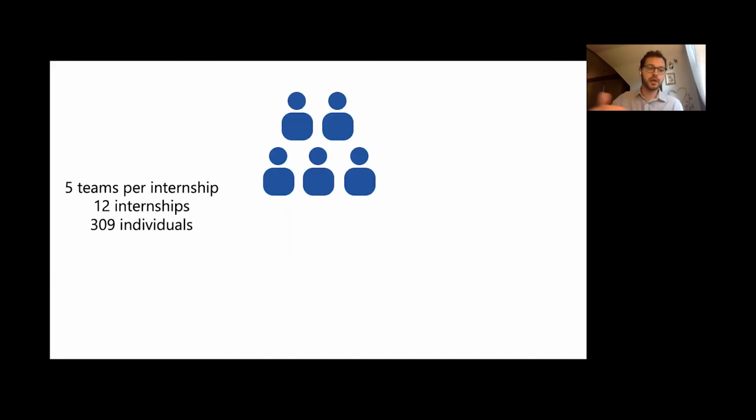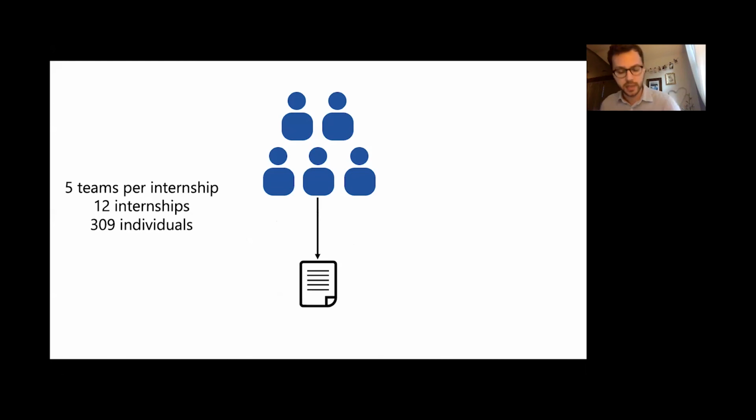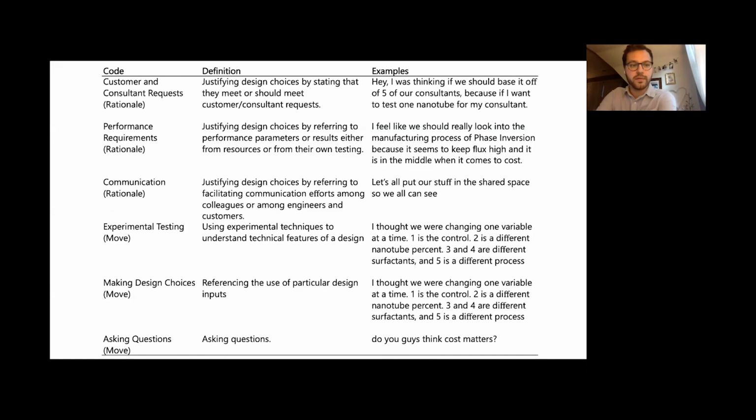So in this data, we had 12 internships that I looked at. There were 5 teams per internship and a total of 300 individuals. I also had a record of their individual engineering notebooks, which recorded their design justifications, and these were used to classify the individuals as high or low performers. And I had the chat logs from their communications throughout the internship. These were coded for salient aspects of the design process for them. So things like justifications or rationales in terms of customer requests or performance requirements, and also particular design moves like experimental testing or holding things constant.